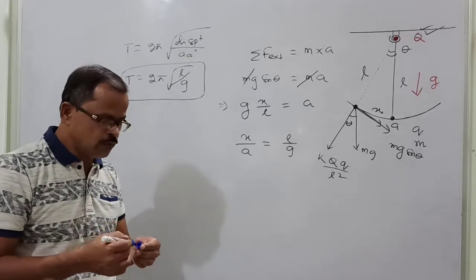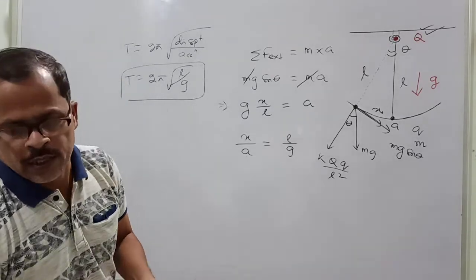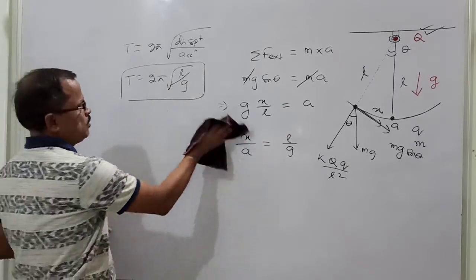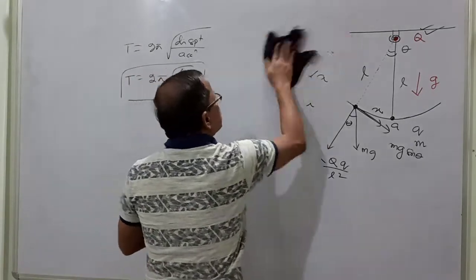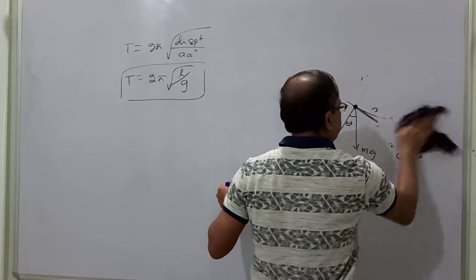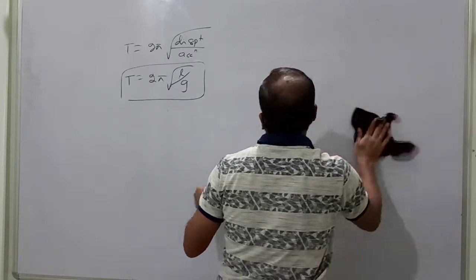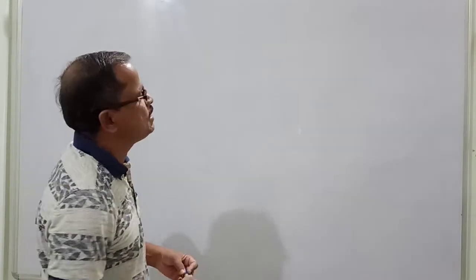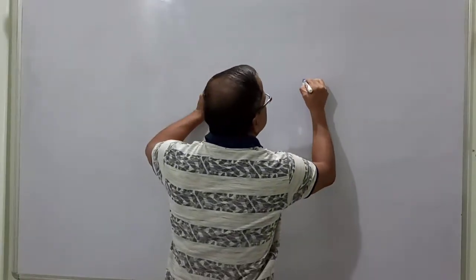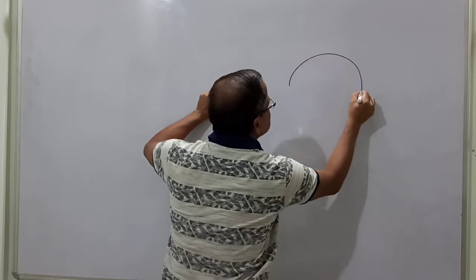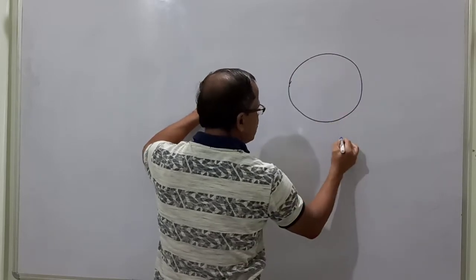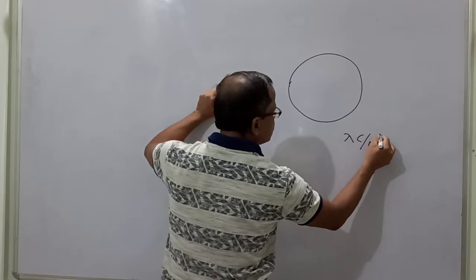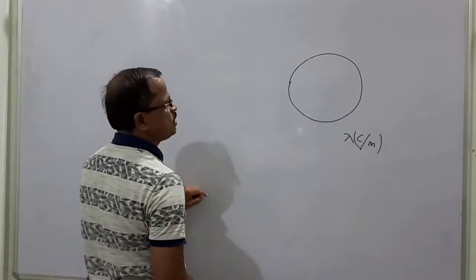Now let us come to another problem based on Coulomb's law. Let us solve the next problem. The next problem is based on this. There is a charged ring. The charge on the ring is given as lambda coulomb per meter.